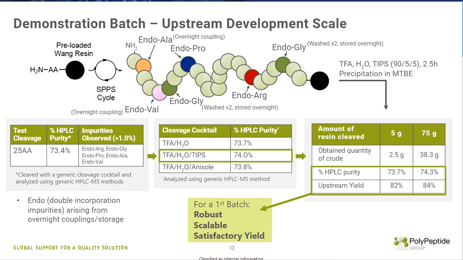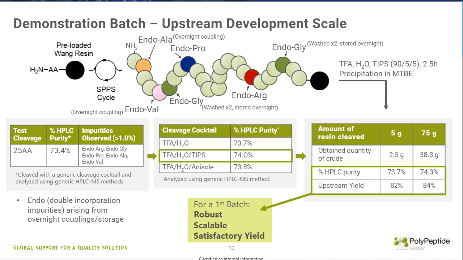And we associated these endos, these double incorporations, with overnight couplings, so couplings that lasted significant amounts of time. And we also saw in certain cases that we had endo incorporations where the resin wasn't coupled overnight, but was stored overnight in DMF after being washed twice. So we noted that these impurities would probably have to be dealt with before we move on to the GMP campaign. These were impurities that we thought we could deal with in a better way.